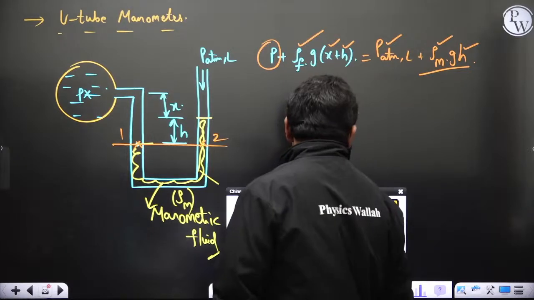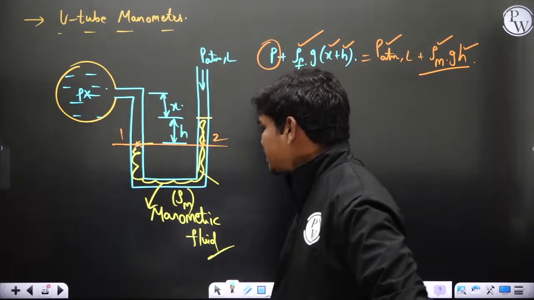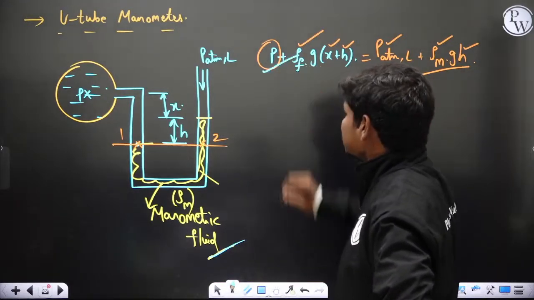Okay, now let us see here. So this is P atm local, that's P. So this is X and this is H actually, and this is the manometric fluid. Okay, so this is what you have as P, obviously.